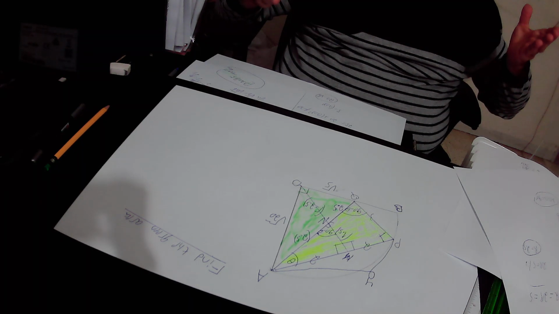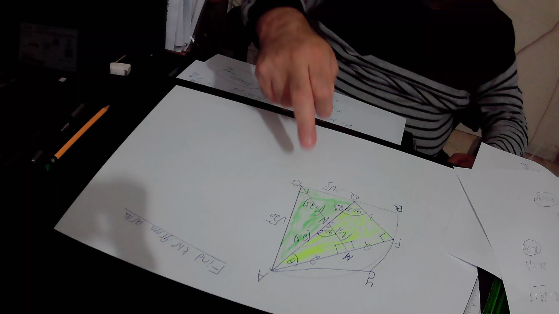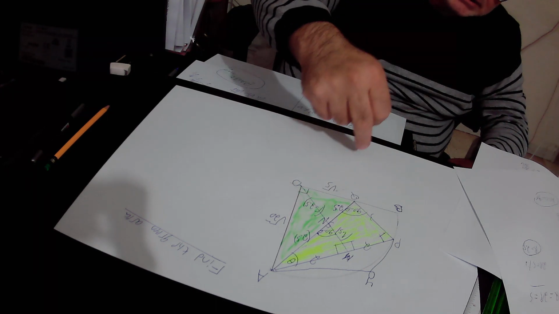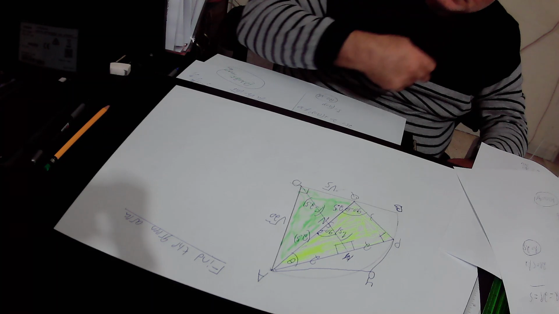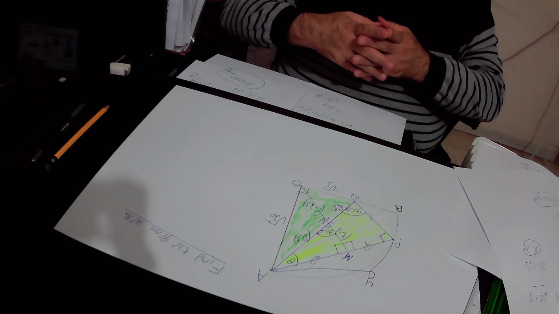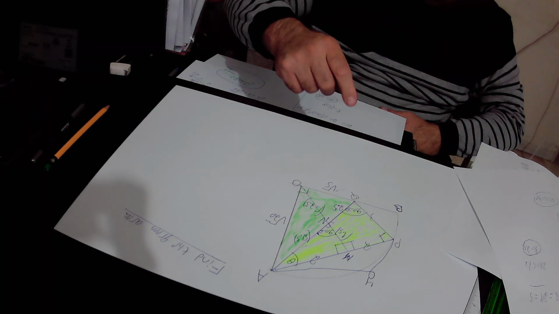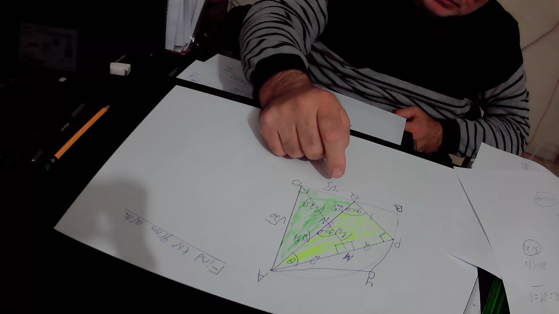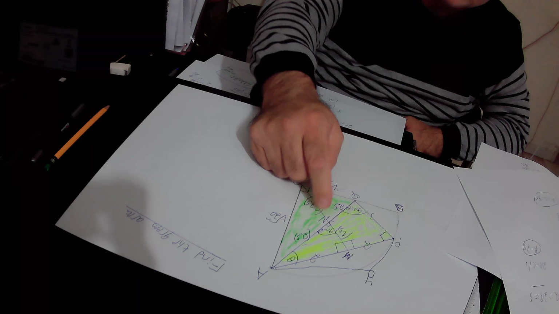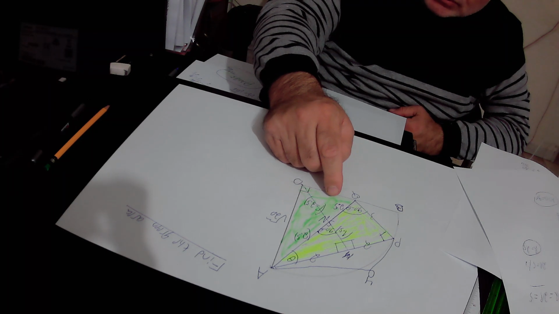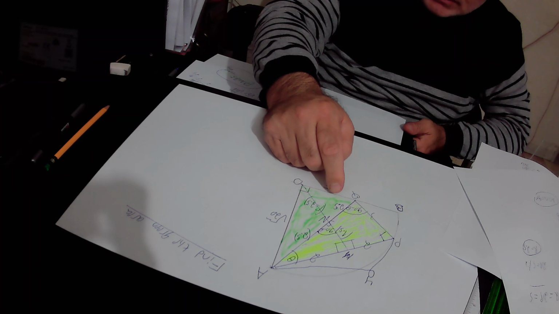So we found out that AQ is the diameter of the circle that circumscribes triangle AOQ, and the radius of this circle is equal to 2.5. So AN is the radius because it is equal to 2.5. QN is also the radius because it is equal to 2.5.